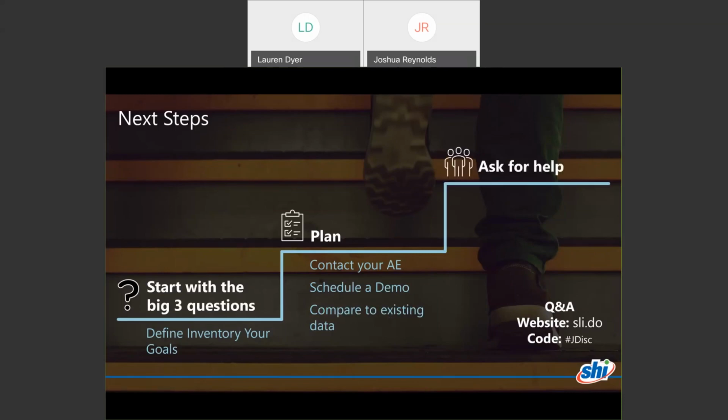And ask for help. We're here if you need us. As I mentioned at the very beginning of this presentation, we have an extremely large team. We work with hundreds of customers every year. We've been there, done that, and gotten multiple t-shirts. If you have a question, we don't care how small it is. We're here to help all of SHI's client base.